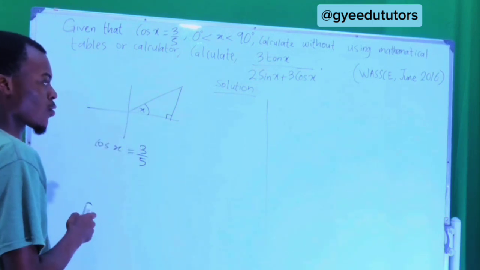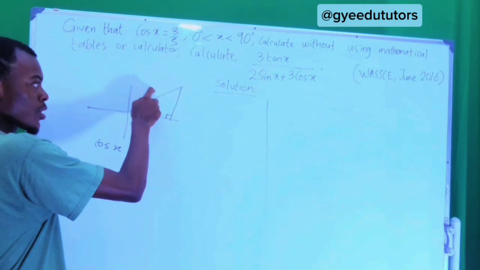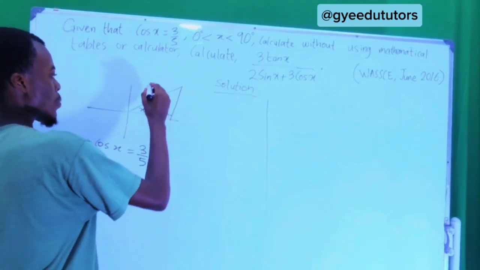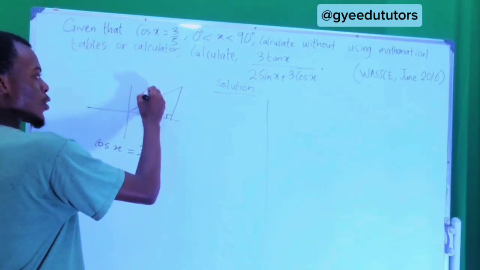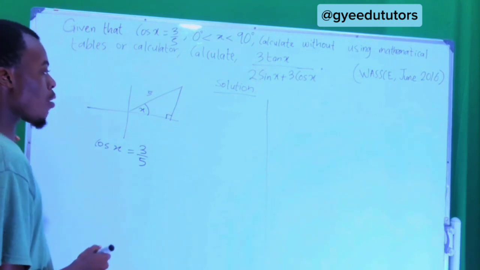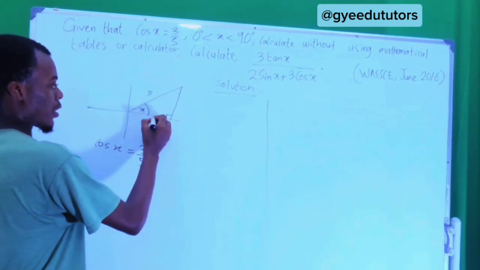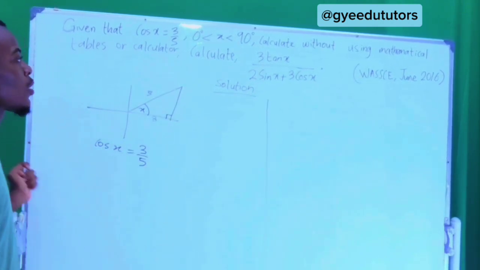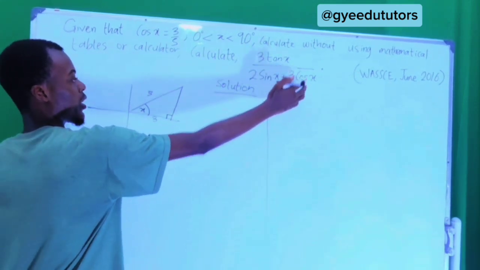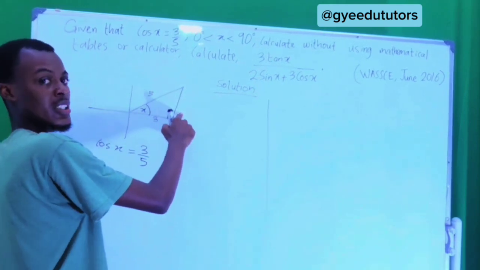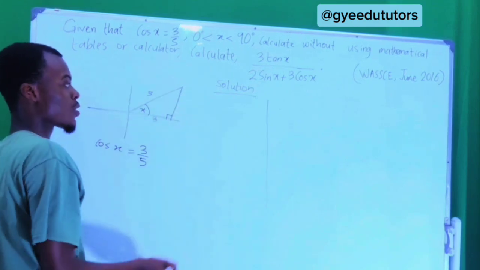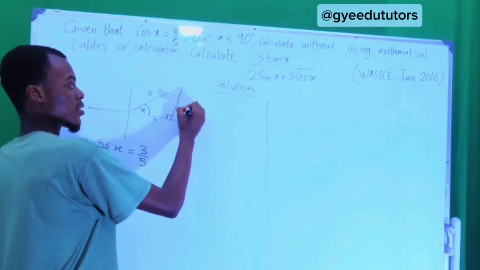So 3/5 means cos is the adjacent over hypotenuse. And we know that the hypotenuse faces the right angle, so our hypotenuse is 5. 5 units or centimeters, but they didn't give it, so it's 5 units. And our adjacent is 3. Now the question is asking us to calculate 3 times tan x over 2 sin x plus 3 cos x. We don't know the opposite, so let's name it x.